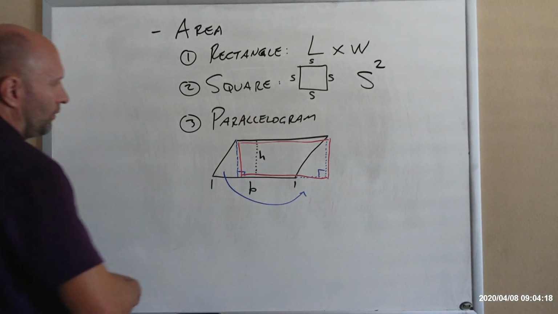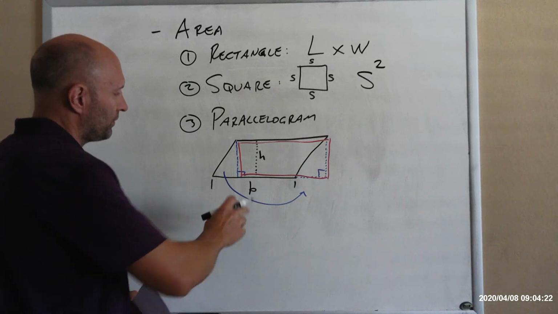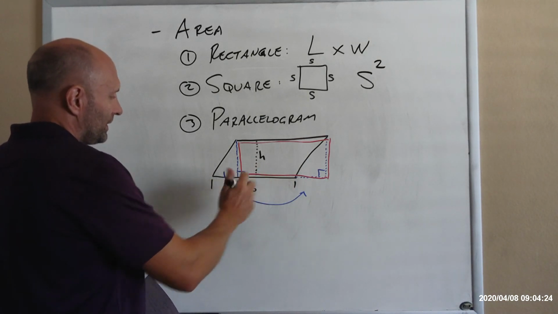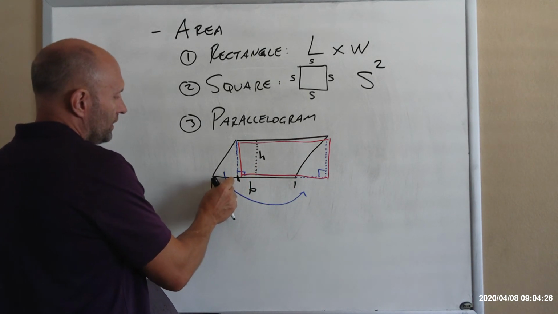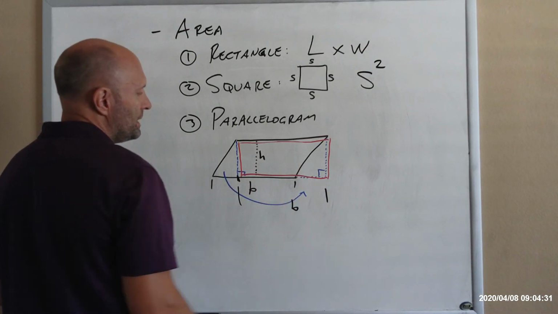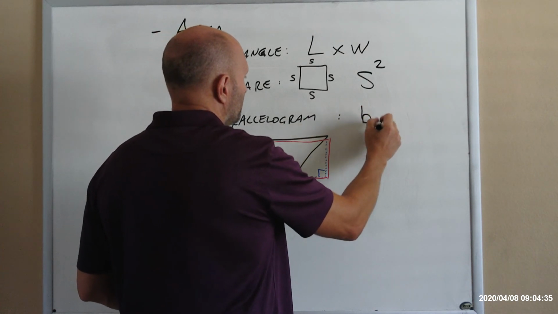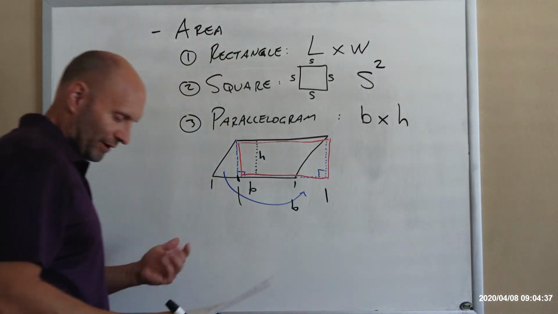A rectangle. And the area of a rectangle is what? Length times width. So in this case, whatever this piece was here, I just put it over here. So this whole side is still B and H. So the area of a parallelogram is base times the height.